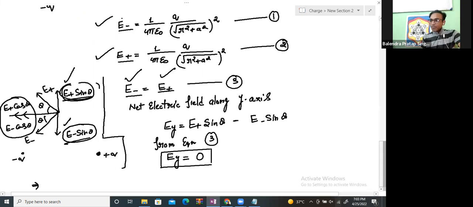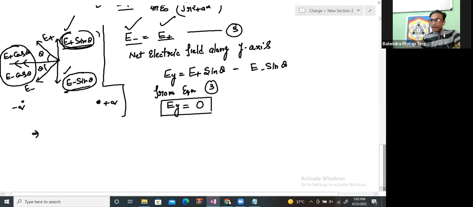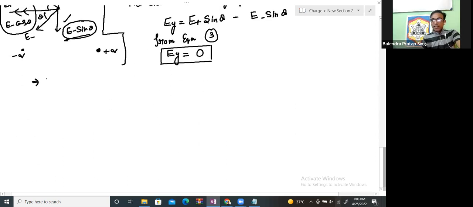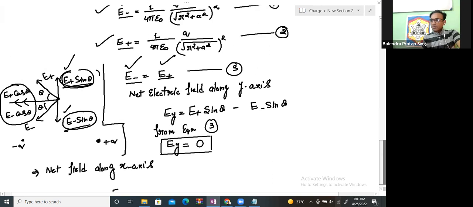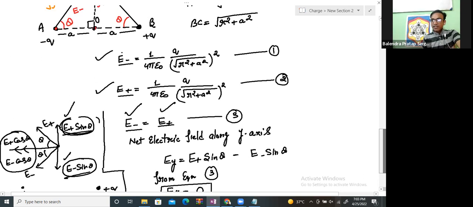Now the next part is the horizontal axis. We are calculating the net field along the x-axis. What is the net field along the x-axis? Ey is equal to E plus, x-axis, not y-axis. I already calculated the y-axis. So what is the electric field along the x-axis? Tell me.